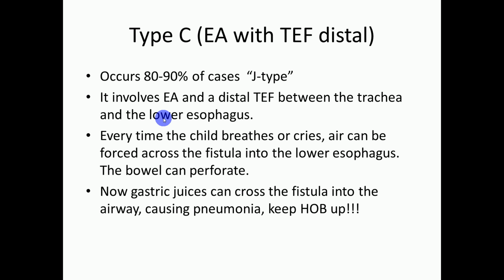Now a type C, an EA with a TEF distal, occurs in 80 to 90% of the cases. That's why we rarely see the other types, because they're almost all type C. It's also known as the J type. It involves an EA with a distal TEF between the trachea and the lower esophagus. Now, if you look at that, though, it's kind of scary, because every time the child breathes or cries, air can be forced across that fistula into the lower esophagus, into the stomach, and actually cause bowel distension. Not only that, but gastric juices can now cross the fistula back into the airway, causing pneumonia. So you've got to keep the bed up. This is kind of like double trouble with that one.